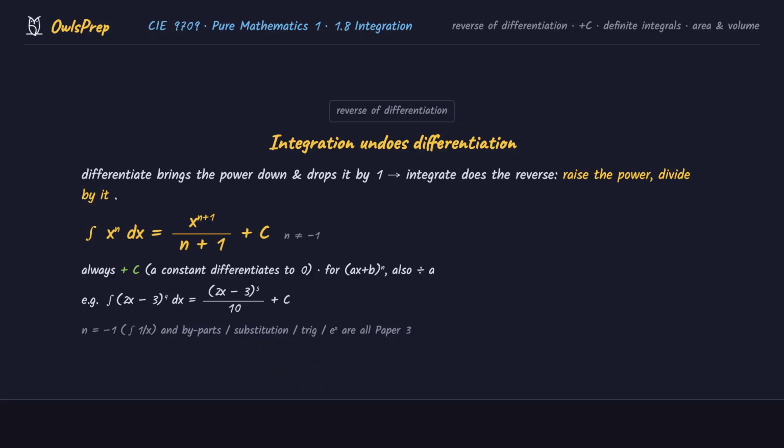Why the plus c every time? Because a constant differentiates to 0, so the original could have ended in any constant, and integrating you have to put it back. For a linear inside, like (ax+b)^n, you also divide by a. And Paper 1 uses neither integration by parts nor substitution, and doesn't integrate trig or e^x. Those are all Paper 3.